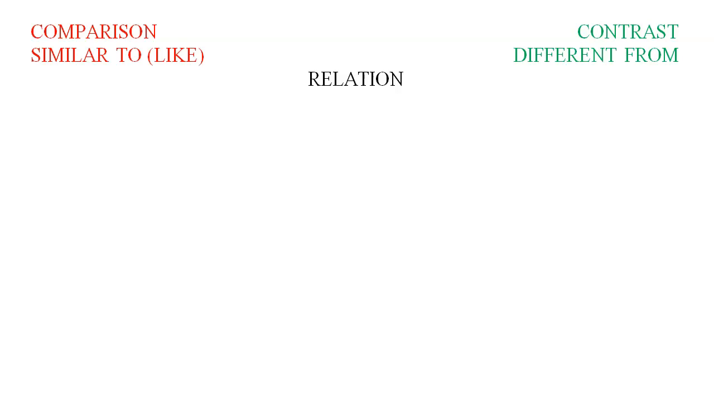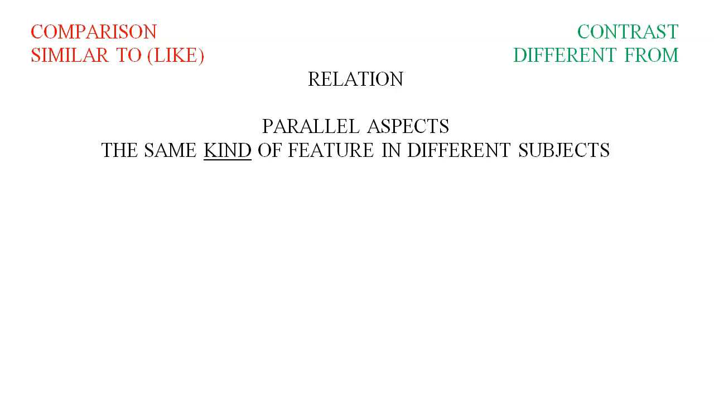To do this most effectively, a writer should keep in mind the idea of parallel aspects, which we can think of as the same kind of feature in different subjects. For example, you wouldn't say that Charles looks like Jennifer because he has brown eyes and she has a small nose. Those two aspects are not parallel, so the comparison doesn't make sense.